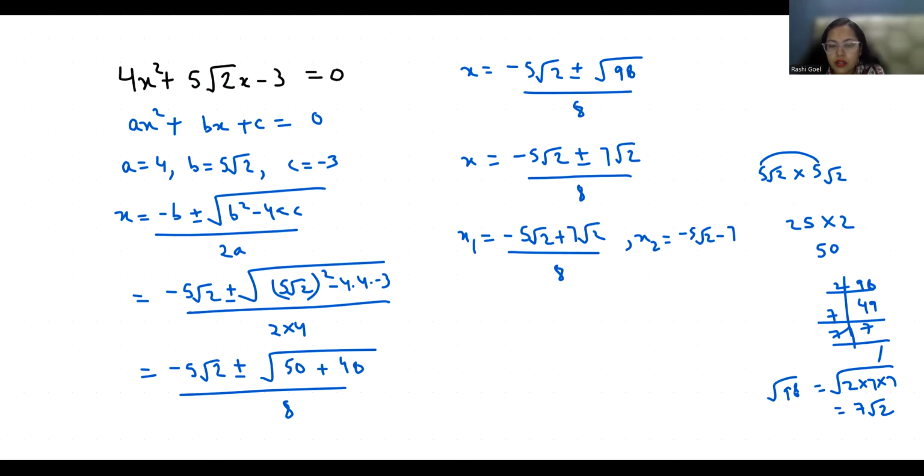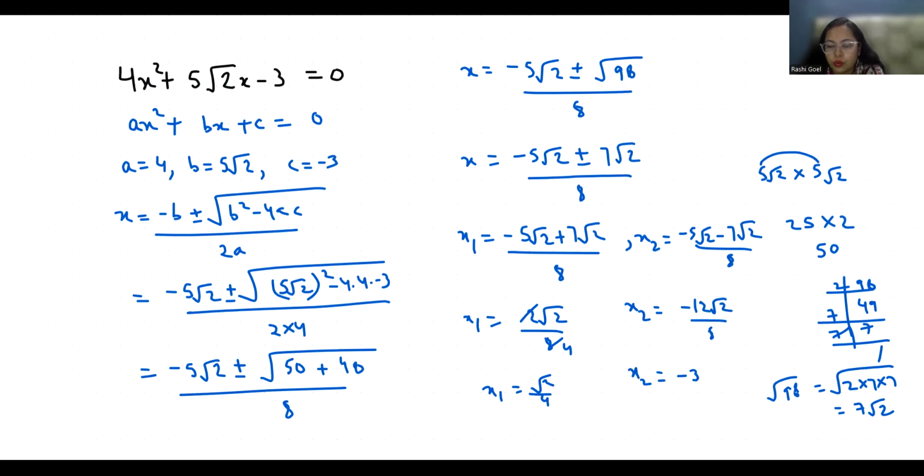So x1 is 2 root 2 by 8. This will cancel out by 4. So x1 is root 2 by 4. And x2 is minus 12 root 2 by 8. Then we divide it by 4, minus 3 root 2 by 2.